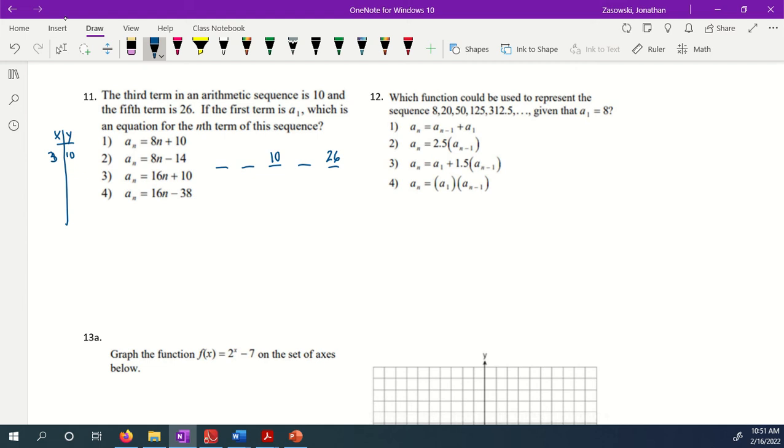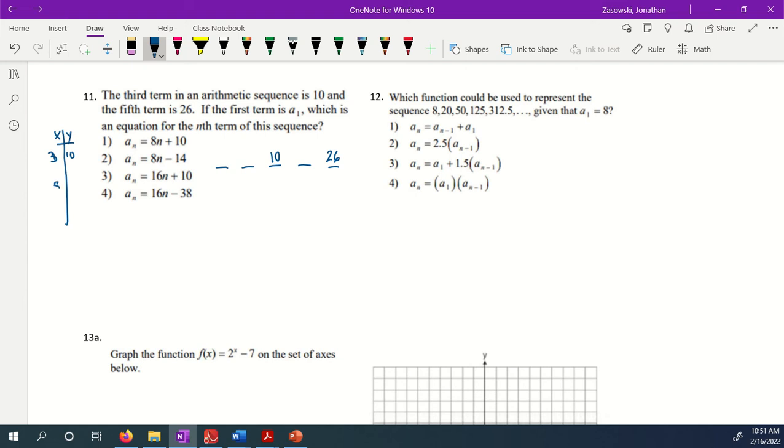So 3 times 8 is 24, plus 10 is going to be too big. This is 24 minus 14. That will be 10. This is also going to be too big, okay? And then this is 48 minus 38. This does give us 10. So these two could be possible answers.